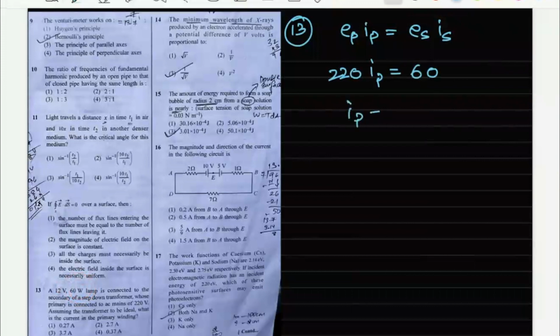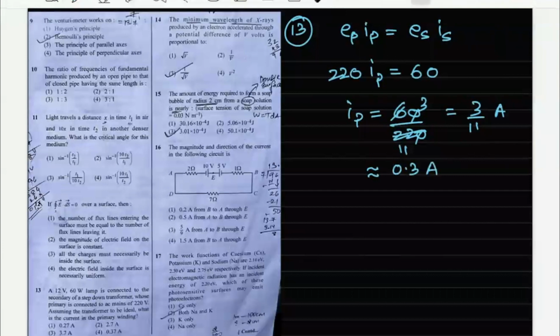So I would just say I_P is nothing but 60 upon 220, or we would get 3 upon 11 amperes. Suppose I had 10 amperes, then it would be 0.3. Instead of the denominator being 11, if it was 10, the answer would have been 0.3. But because my number here is a little bit more than 10, I would have an answer slightly lesser than 0.3. So is there any option here less than 0.3? If you look at the options, yes, there is 0.27. So I think we can go with that.